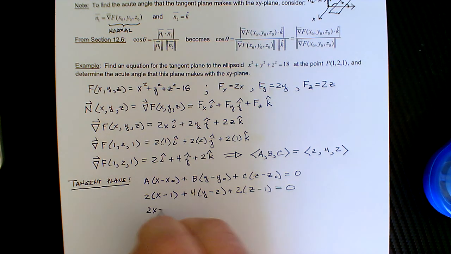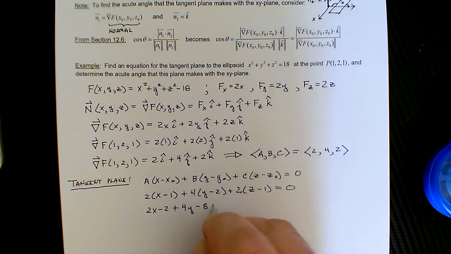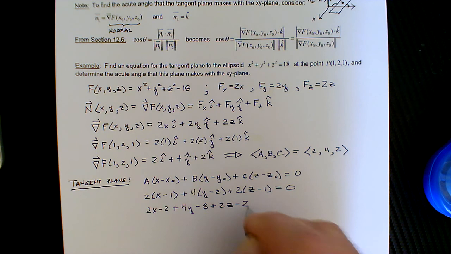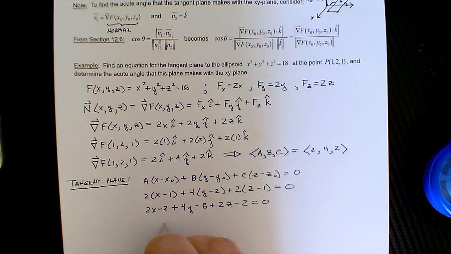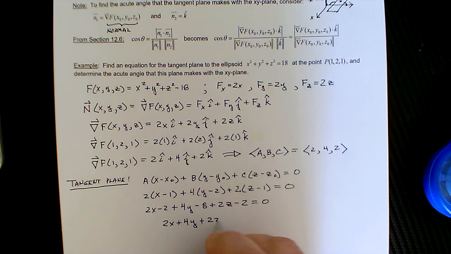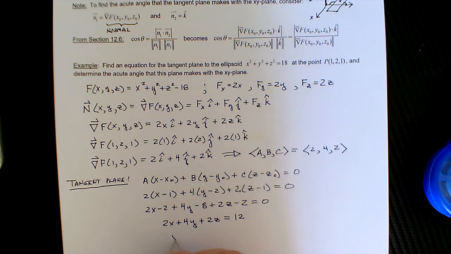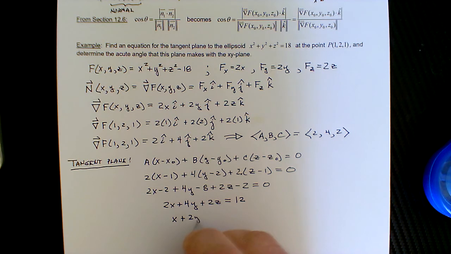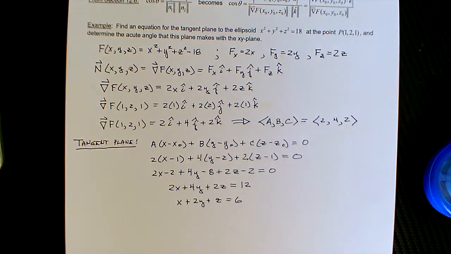Okay, and then manipulate this. 2x minus 2 plus 4y minus 8, and then plus 2z minus 2 is 0. So we'd have 2x plus 4y plus 2z equals, see, that's negative 10 minus 2 is minus 12. Transposed would be positive 12. And then we could divide by a 2 if we like. And this would be acceptable, but x plus 2y plus z equals 6 is even a little bit prettier.